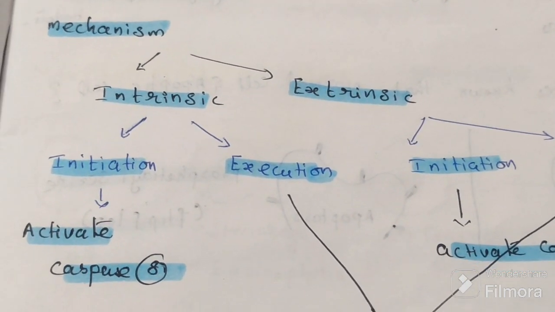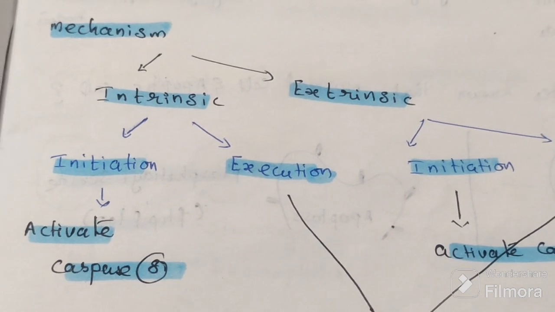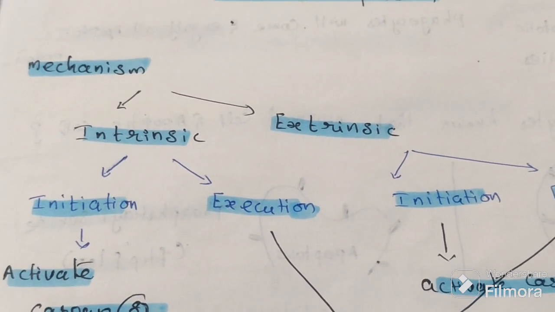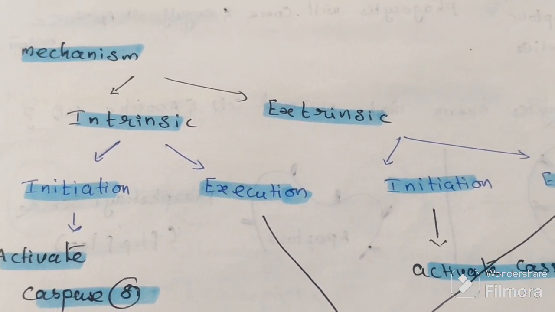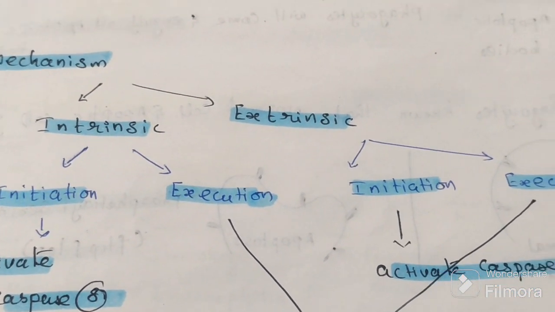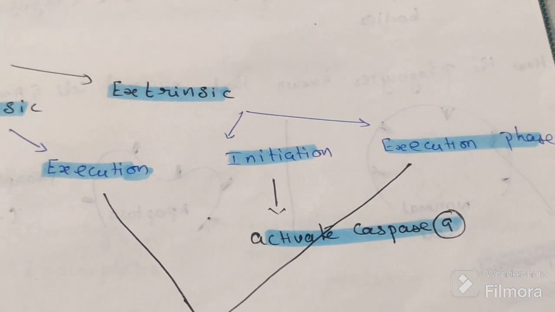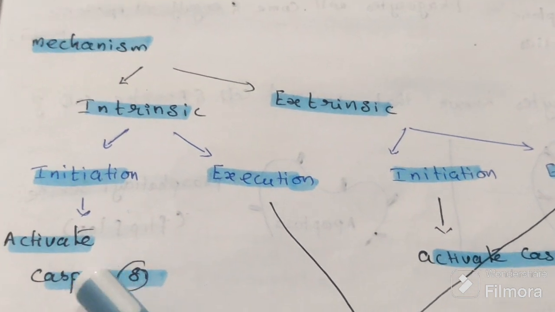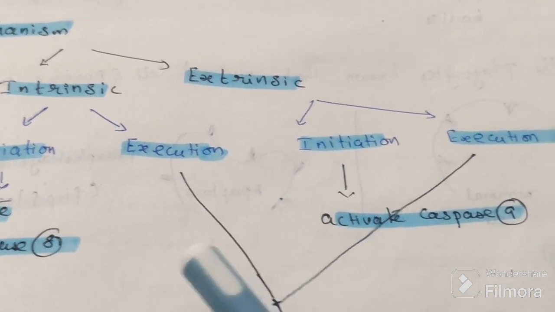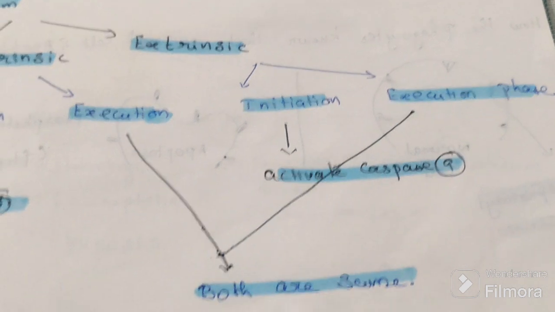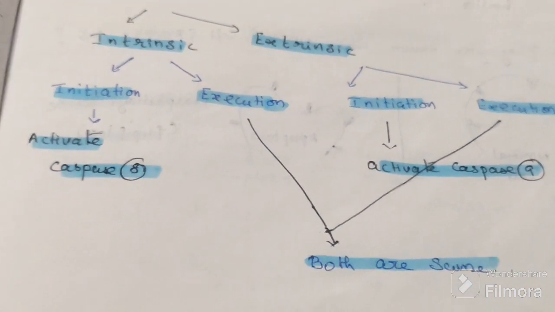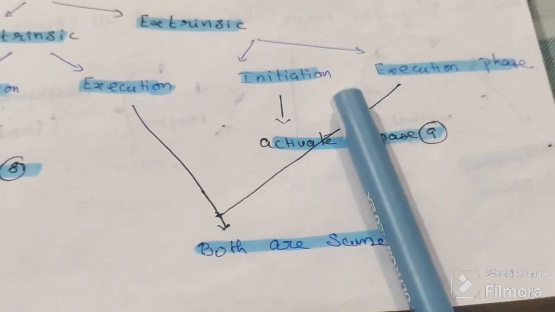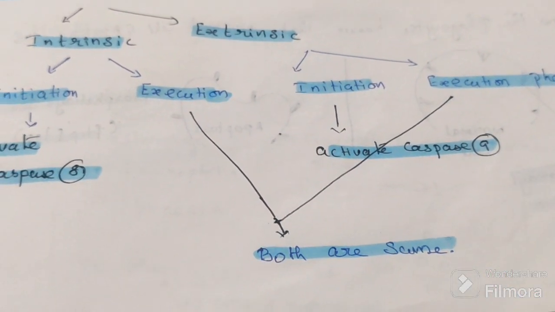Now, the mechanism. Each of these two pathways has two phases. The extrinsic pathway has two phases, initiation and execution. Like that, the intrinsic pathway also has initiation and execution. The two initiations are different, but both executions are the same. This one will activate caspase enzyme 8. This one will activate caspase enzyme 9.